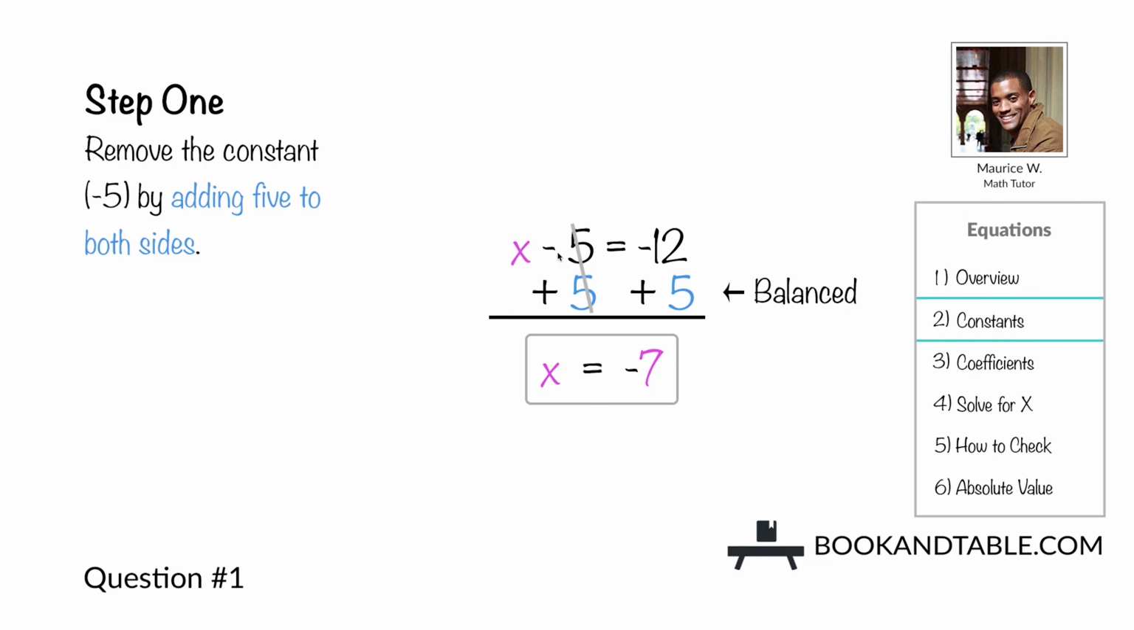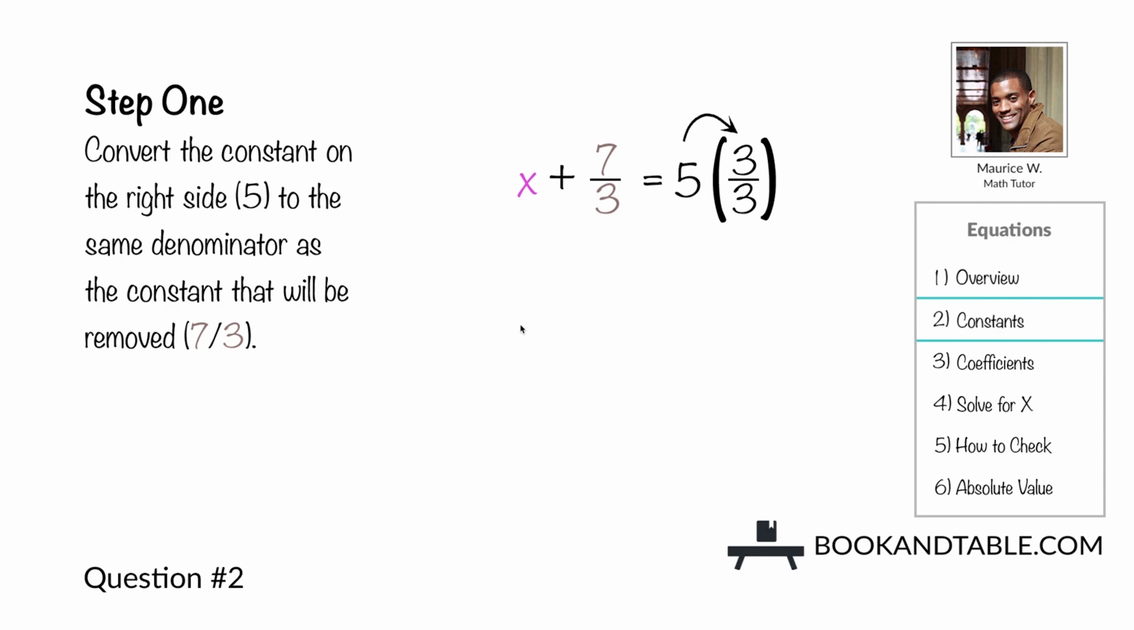Since we are subtracting 5 on the same side as the variable we want to solve for, we want to negate this negative 5 by adding 5, giving us a total of 0, and allowing us to isolate x on the left side. Since we add 5 to the left, we must also keep the equation balanced by adding 5 to the right side. So negative 12 plus 5 would give us negative 7. So x is equal to negative 7.